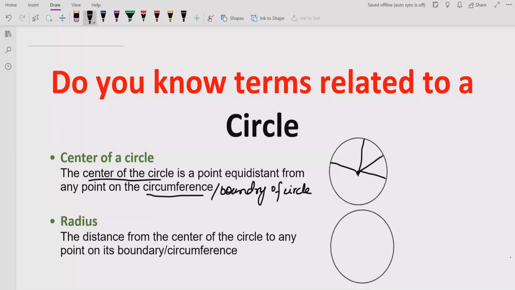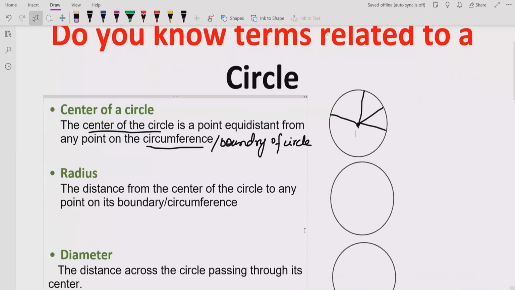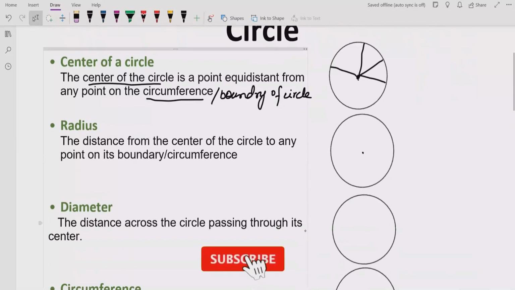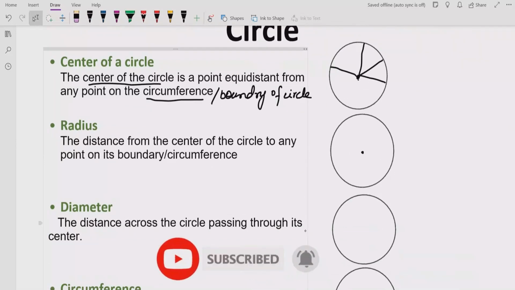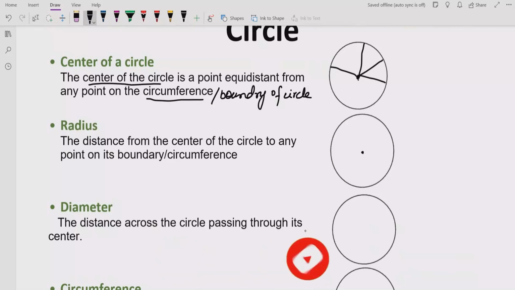Now let's talk about the radius. Radius is basically a line drawn from the center of a circle to any point on the boundary of the circle. If this is the center of the circle, we draw this line to the boundary. This is called the radius. Mostly we show the radius by the symbol R.